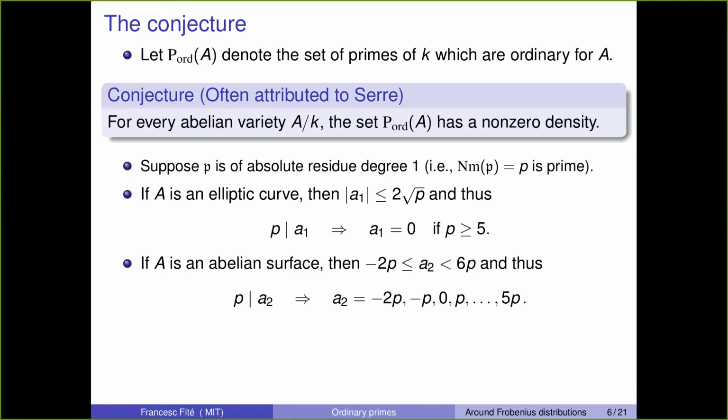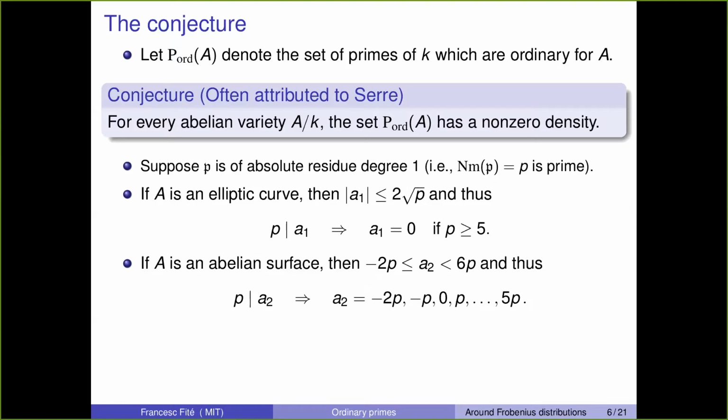So let me explain why this is especially apparent in these cases. And for simplicity, let me take P a prime which is of absolute residue degree 1. Such primes have density 1 among the set of primes of K. So when one is concerned with density questions, it's harmless to restrict to them. And in fact, I will be doing this from now on.